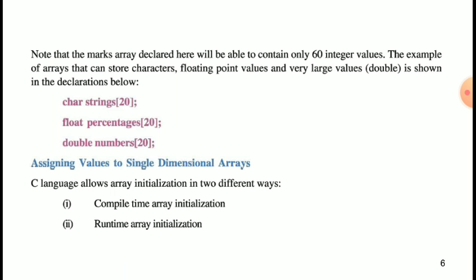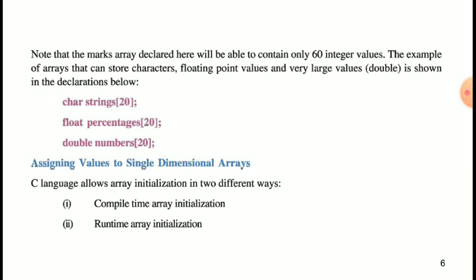Note that the marks array declared here will be able to contain only 60 integer values. The example of arrays that can store characters, floating point values, and very large values (double) is shown in the declarations below. char strings[20], float percentage[20], double numbers[20].